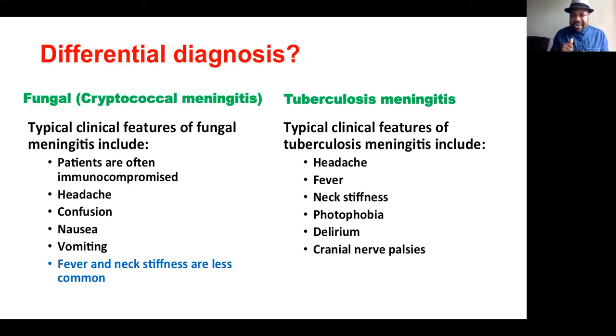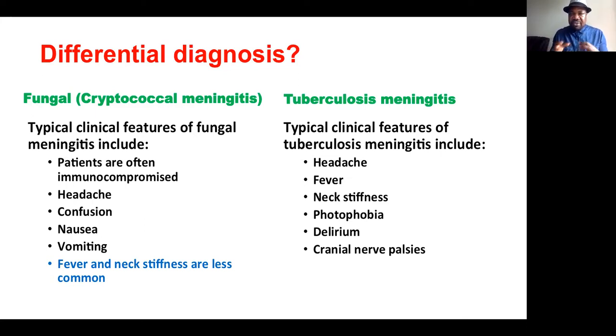Then fever and neck stiffness are less common in patients with cryptococcal meningitis. And we have seen that this 55-year-old female patient does not have fever. She does not have neck stiffness. If you compare to TB meningitis, the patient will have headache, fever, neck stiffness, photophobia, delirium, and cranial nerve palsies.